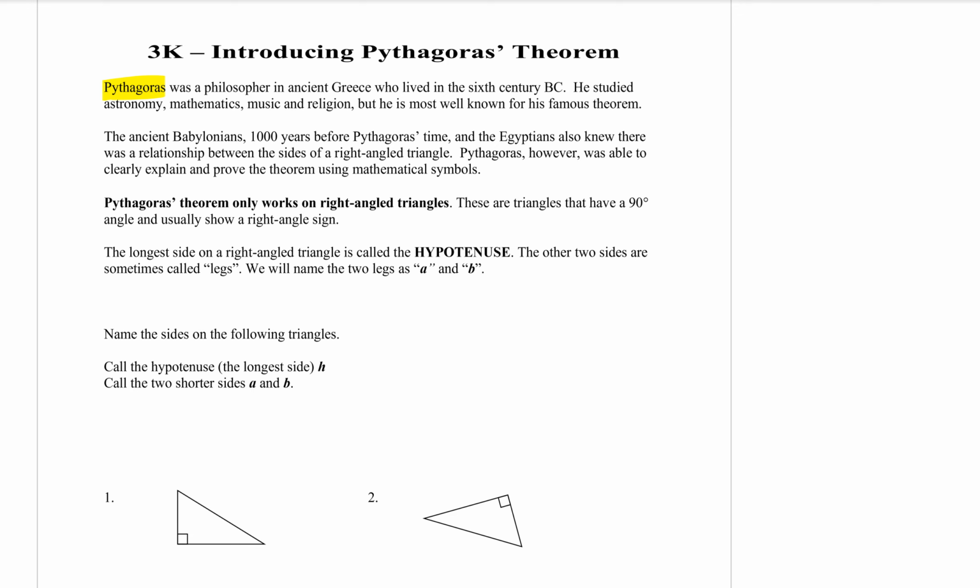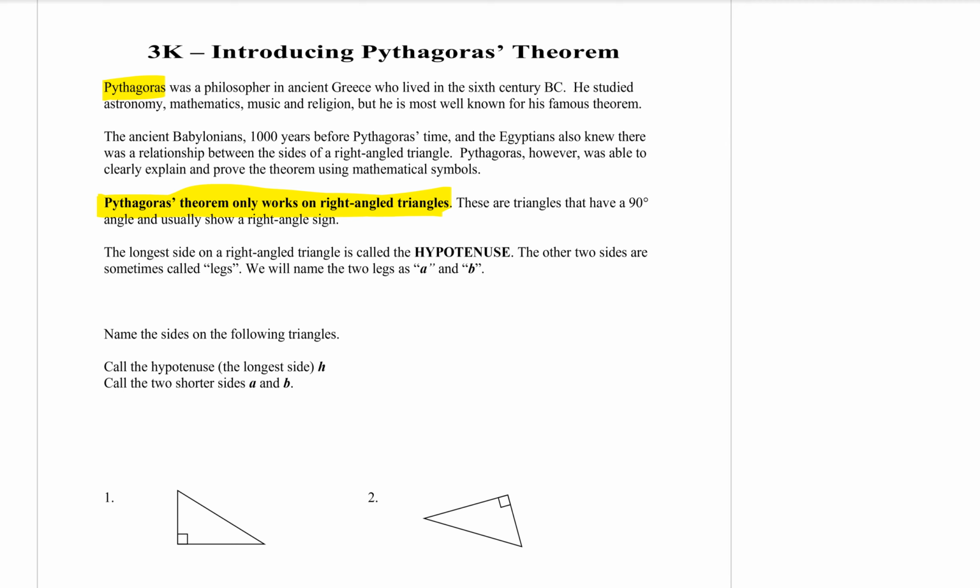The ancient Babylonians, 1,000 years before Pythagoras' time, and the Egyptians also knew that there was a relationship between the sides of a right-angled triangle. Pythagoras was the first to clearly explain and prove the theorem using mathematical symbols. So Pythagoras' theorem only works, and you might want to underline that, on right-angled triangles. Only. Okay, only right-angled triangles.